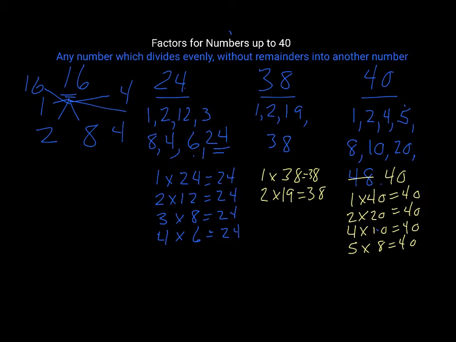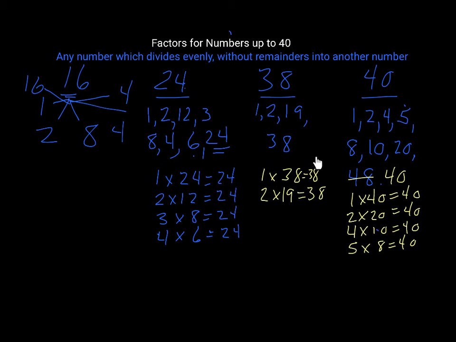Okay, so you can see that 38 has 4 factors. And to help you out, I've shown you another way of looking at it. Remember that any number, in order for it to be a factor, has to divide evenly without remainders. So another way of saying that is, if you use it to multiply with another number and it makes the number you're looking for, then it's a factor. So 2 times 19 makes 38. So that means that 2 and 19 are factors. 1 times 38 makes 38, obviously. So that means that 1 and 38 are factors.